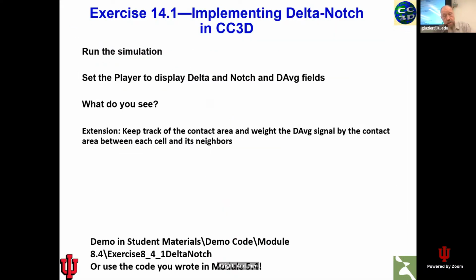And then I'd ask you to run it, make sure that it's running. Give me a thumbs up. And I know Emma already last week kept track of the contact area, and then weighted the average by the contact area. Why doesn't everybody do that little extension? I actually already showed you the code for that at the very beginning.